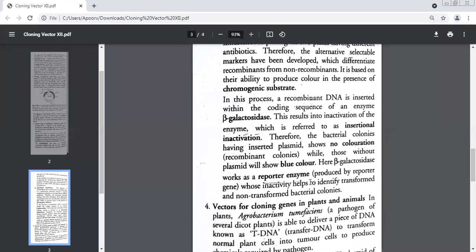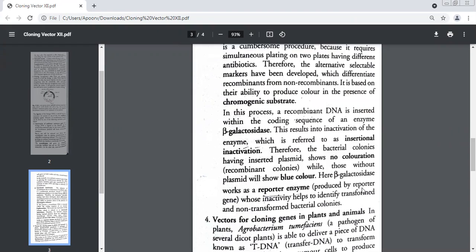Now this beta-galactosidase is working like a reporter enzyme. I told you that you can use this gene also which produces this enzyme. So this enzyme is actually acting like a reporter. It is telling you, because when it becomes inactive, it helps you to identify which colonies or which hosts are transformed and which ones are not transformed.